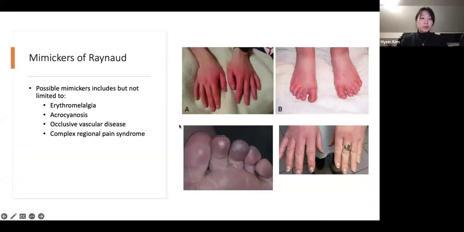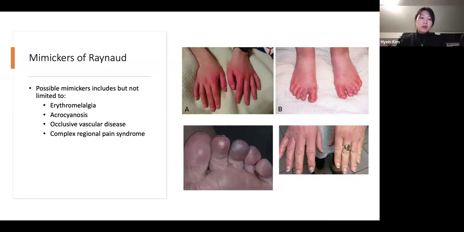So we'll touch on a little bit about mimickers of Raynaud, because when I ask patients, do your hands change color in temperature changes or cold exposure, there are other conditions that change the color of the hands and feet that are not Raynaud.